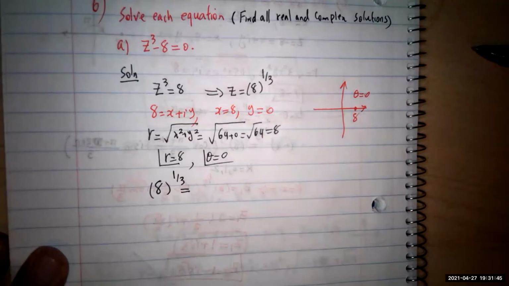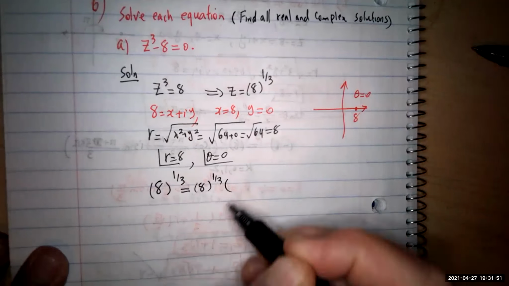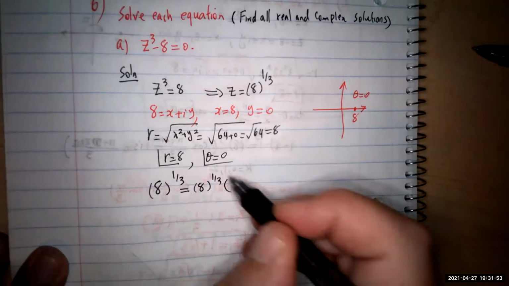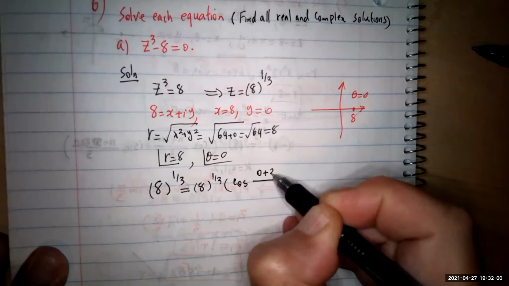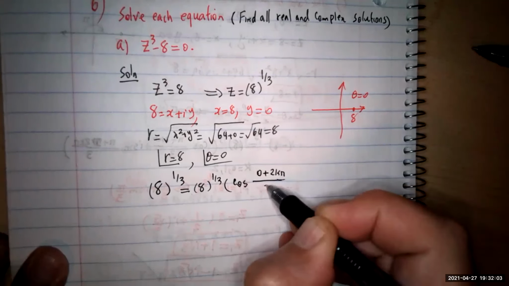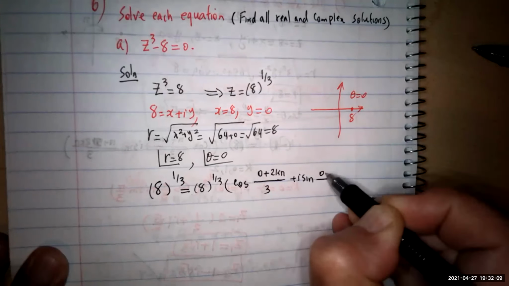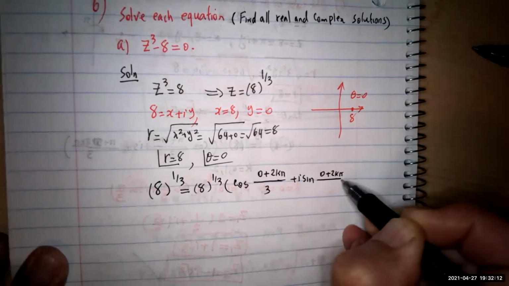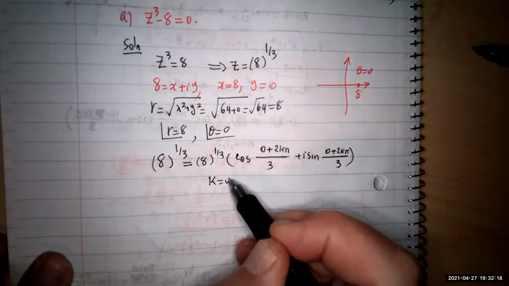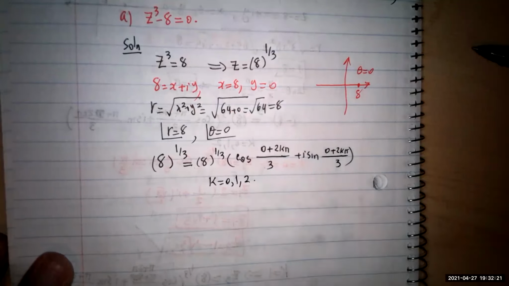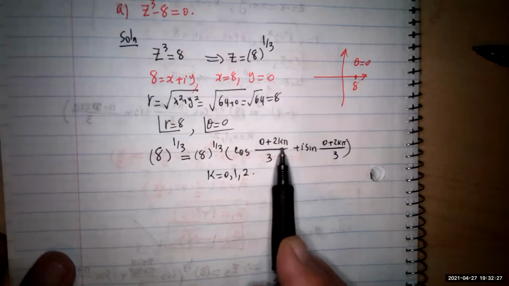Write the formula. Remember, it was r to the 1/n, so it's going to be 8 to the 1/3, times CIS of theta. So it's going to be cosine of theta, which is 0, plus 2k pi over 3, plus i sine of theta, which is 0, plus 2k pi over 3. And k is going to be equal to 0, 1, and 2.